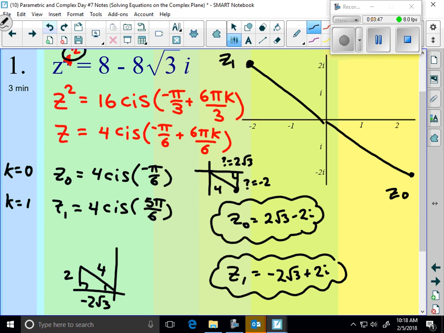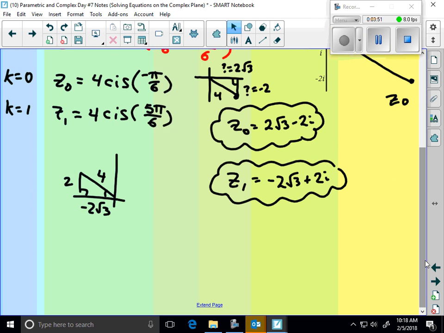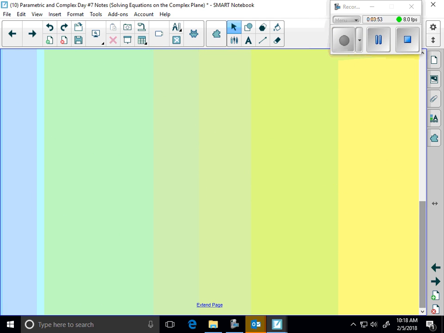So then the question becomes, okay, what if it's not a nice unit circle angle like pi over 6? So what if I did this? Is that the correct original? Yeah. Is that right? Okay.